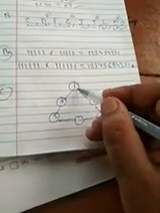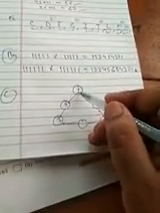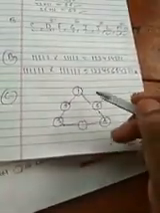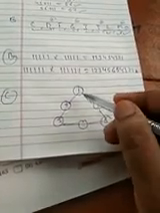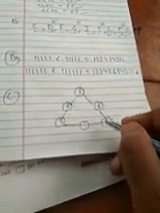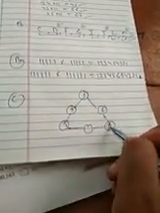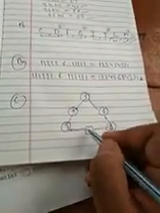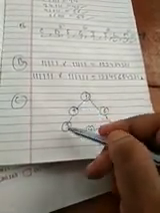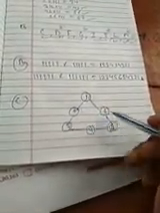Now 5 plus 1, 6, plus 3, 9. 6 plus 1, 7, and here 2, 9. Now 3 plus 2, 5, and here will become 4. So the numbers are 1, 5, 3, 4, 2, 6.